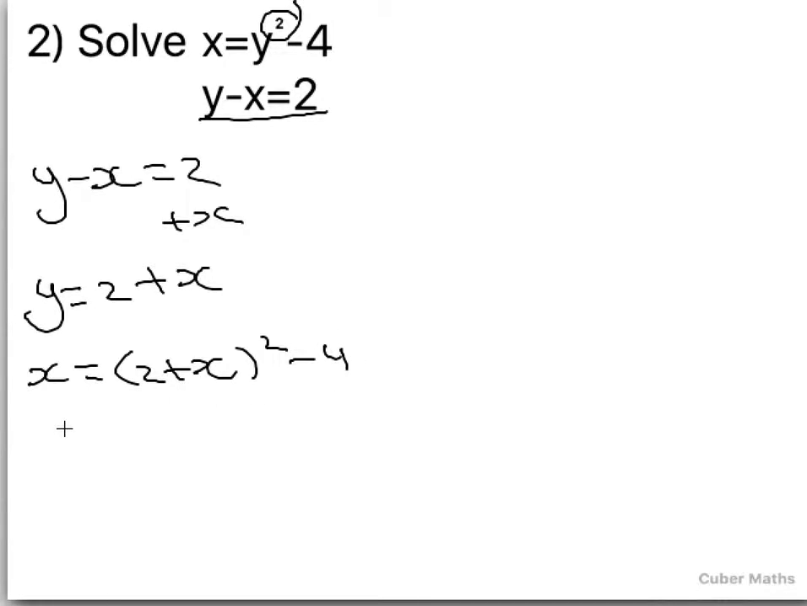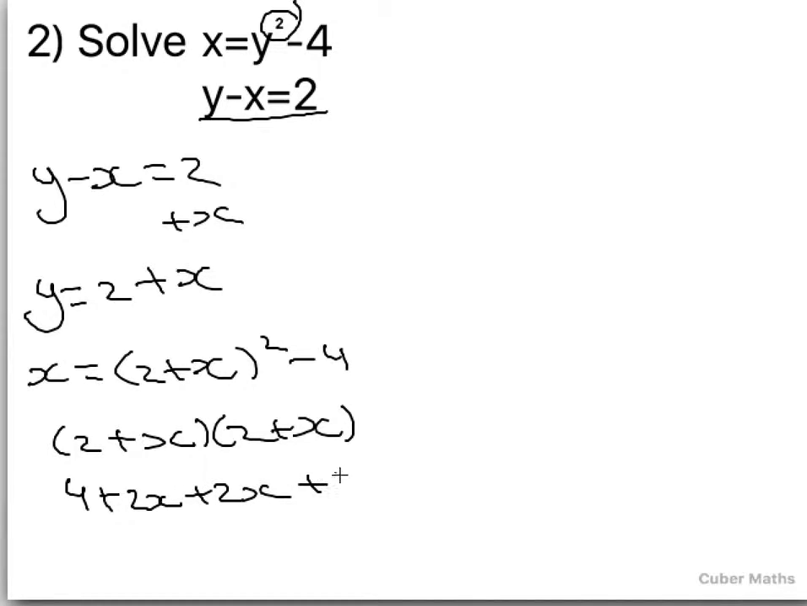Now if we expand out our brackets, 2 add x squared, so that's just 2 add x times by 2 add x. And if we expand it, I've also done a video on expanding brackets, so go and check that one out if you're a bit confused on how to do it, and then come back and join us in this video. So if we expand that, we're going to be left with 4 add 2x, add 2x, add x squared, which we can simplify down to 4 add 4x, add x squared.